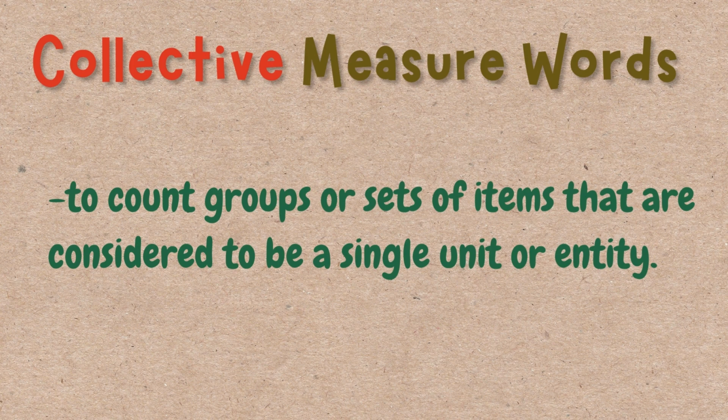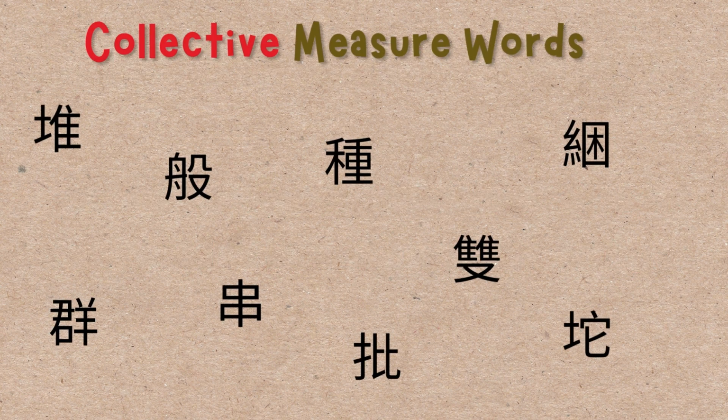In Chinese, collective measure words are used to count groups or sets of items that are considered to be a single unit or entity, such as a flock of birds, a herd of sheep, a bundle of sticks, or a set of chairs. Nouns must be accompanied by a measure word, and there are many different types of measure words that are used for different categories of objects.